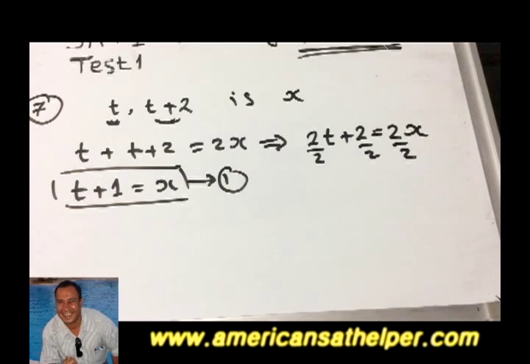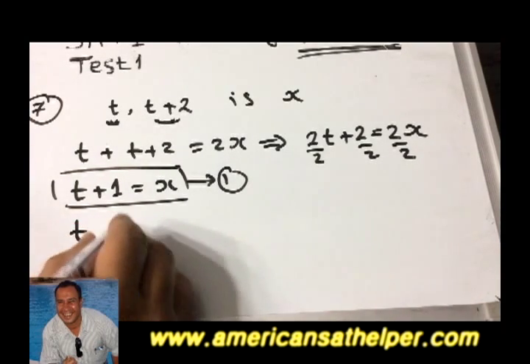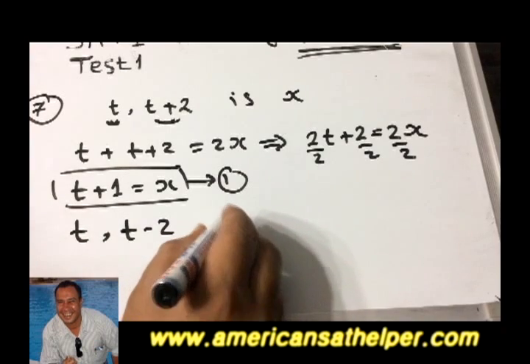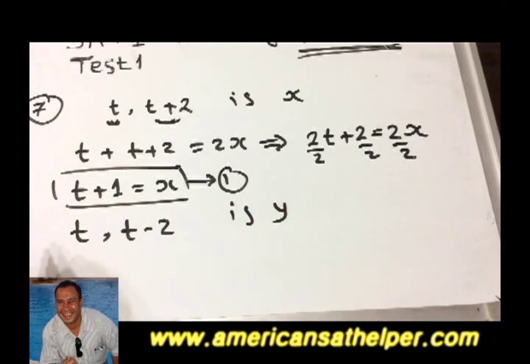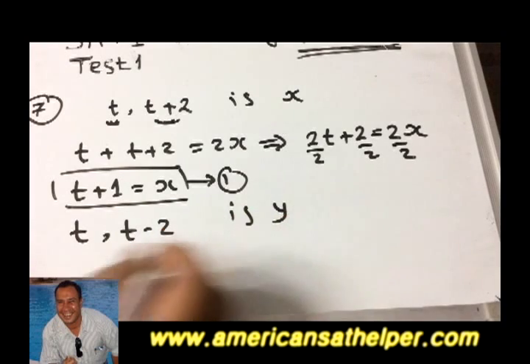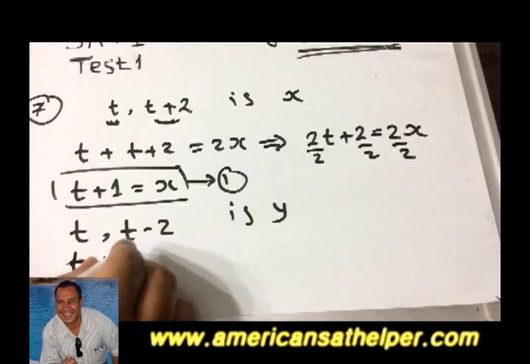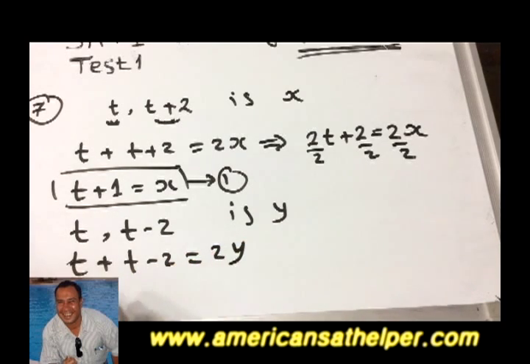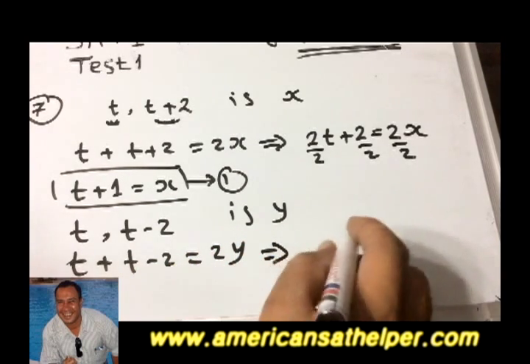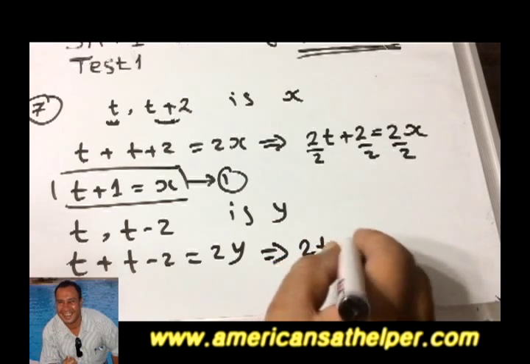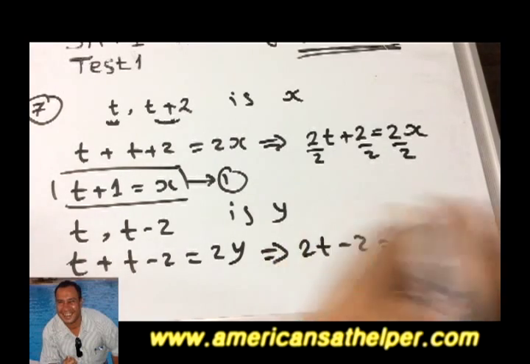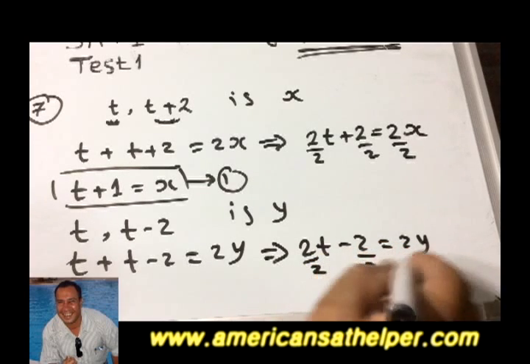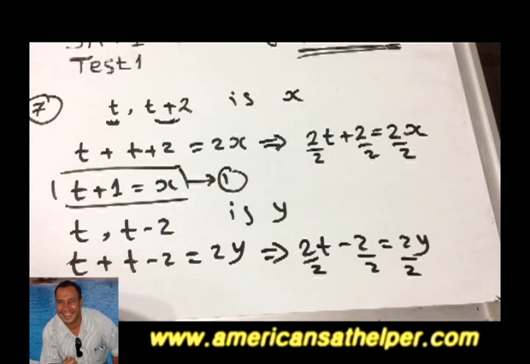What is the second given? He said that the average of t and t minus 2 is y. Again, it means the sum is 2y. This means t plus t minus 2 equals 2y. This leads us to 2t minus 2 equals 2y. Divide all terms by 2, the rest will be t minus 1 equals y. This is equation number 2.